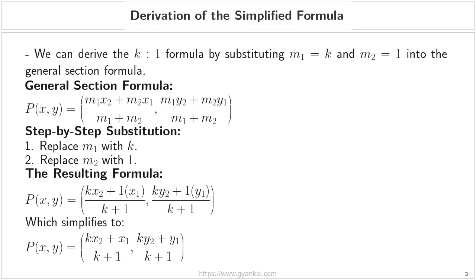Now, since multiplying any value by 1 doesn't change it, we can clean this up. The 1 disappears, leaving us with our final, simplified resulting formula. P with coordinates x and y equals the quantity k times x2 plus x1, all over k plus 1, for the x-coordinate, and k times y2 plus y1, all over k plus 1, for the y-coordinate. This version is much cleaner, and, as we will see in the next slide, much more powerful when you are trying to solve for an unknown ratio.